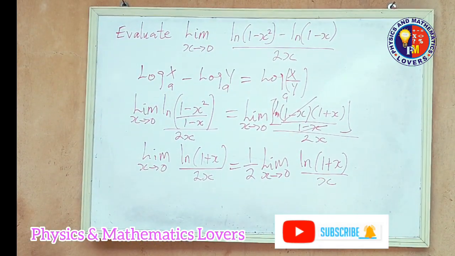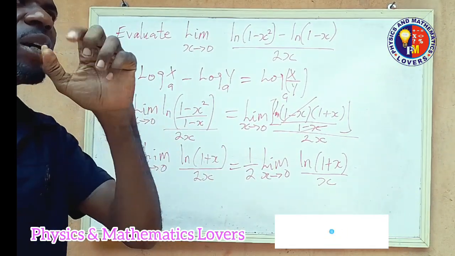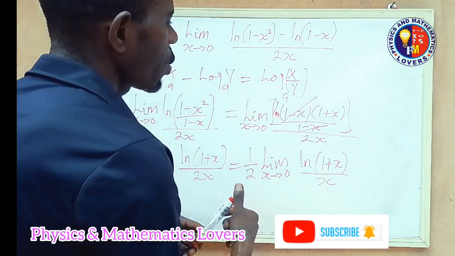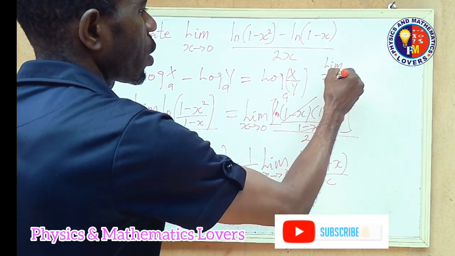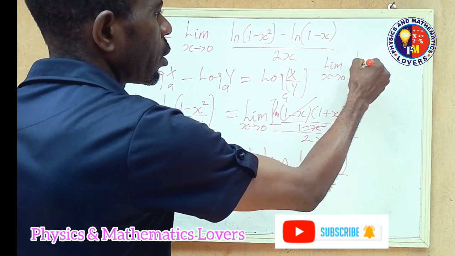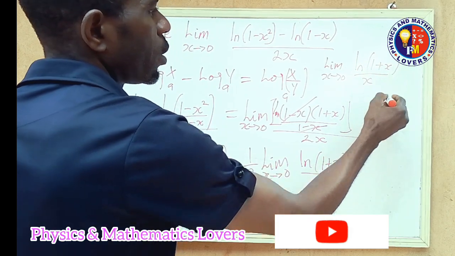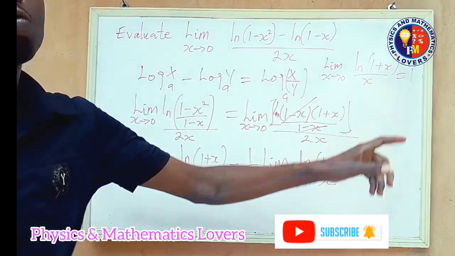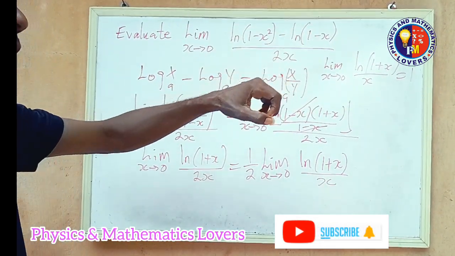I want you to recall one of the laws of limits, the standard limits for some functions. Whenever you have the limit as x tends to 0 of ln(1 plus x) all over x, the whole of this is equal to 1. Yes, the whole of this is 1. So try and recall all those basic limits.